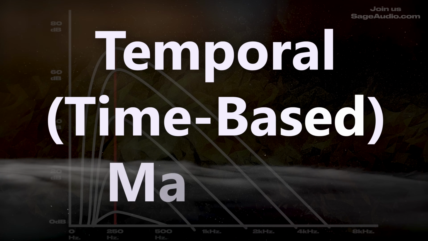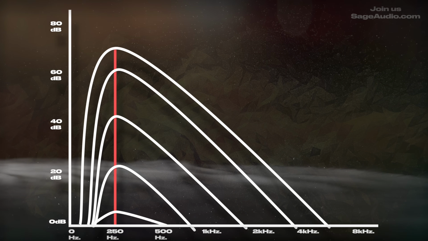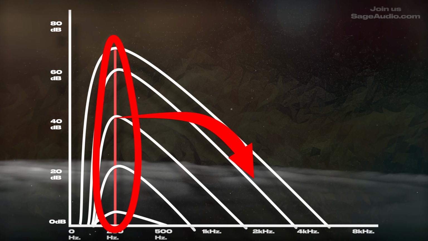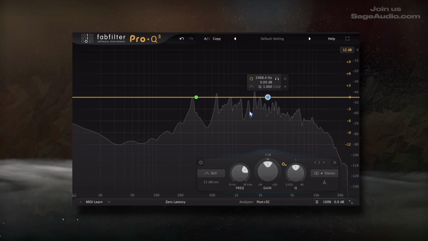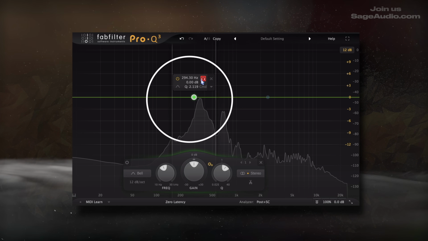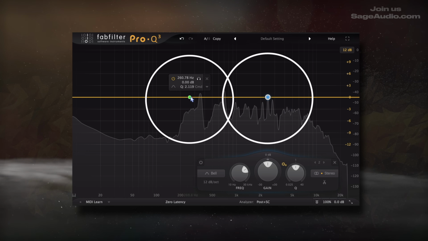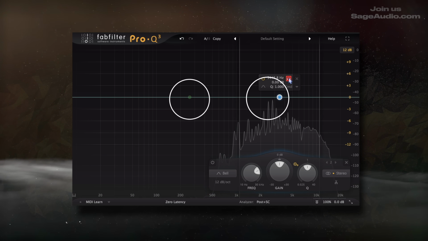Next up, let's cover temporal or time-based masking. So usually when I discuss masking, I talk about simultaneous masking. That's when either a loud sound or specific frequency covers up or masks another occurring at the same time. For example, if the vocal is difficult to hear, odds are roughly 250 Hz is too loud and it's occurring while the vocalist is performing. 250 Hz masks 3 to 5 kHz, making the vocal's consonants difficult to hear when they're both present.